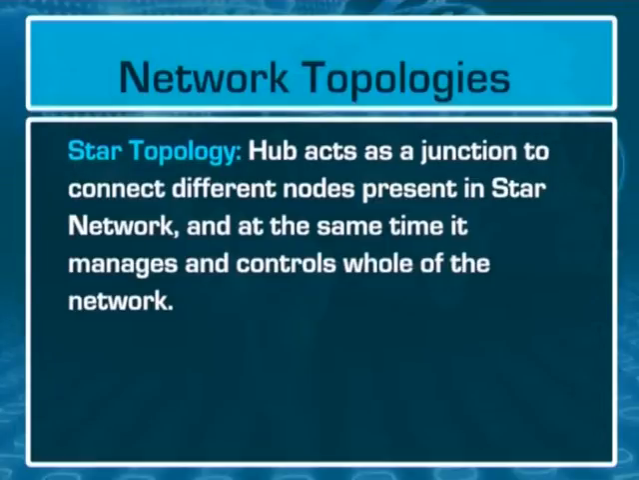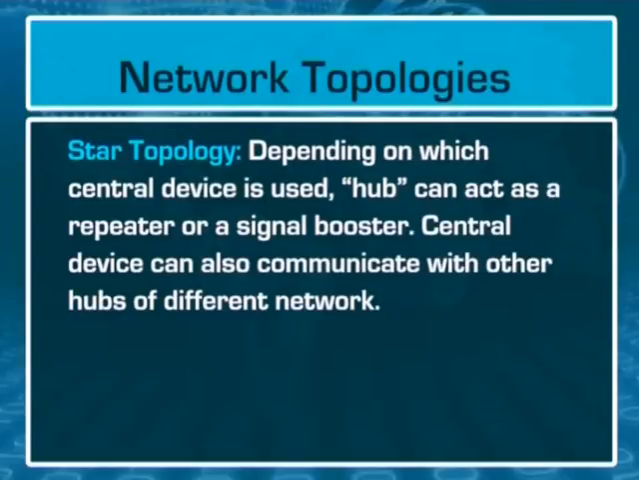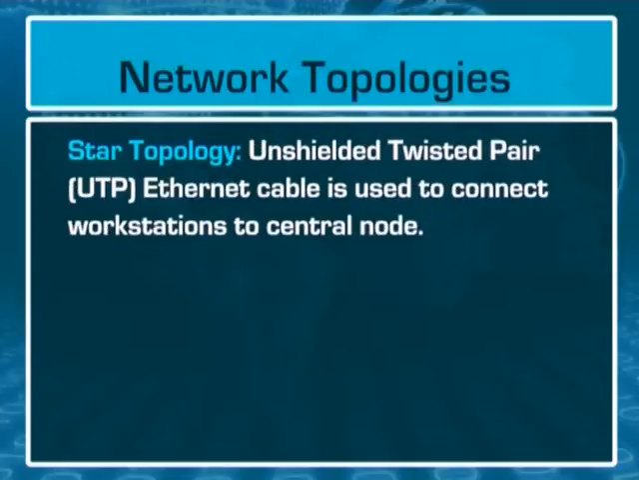Hub acts as a junction to connect different nodes present in the star network, and at the same time it manages and controls the whole of the network. Depending on which central device is used, hub can act as a repeater or a signal booster. The central device can also communicate with other hubs of different networks. Unshielded twisted pair Ethernet cable is used to connect workstations to the central node.